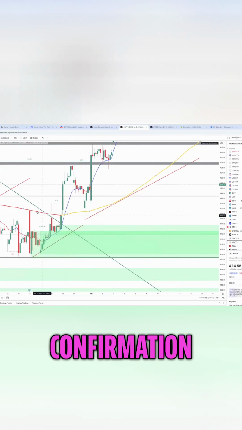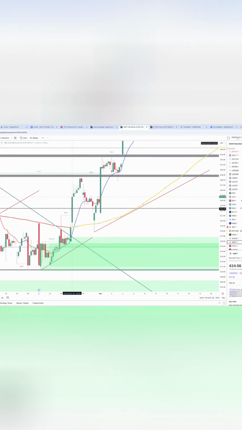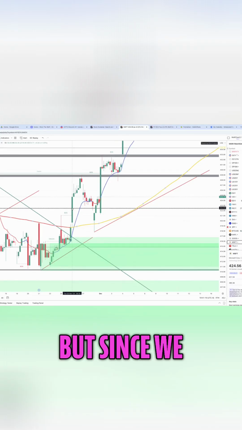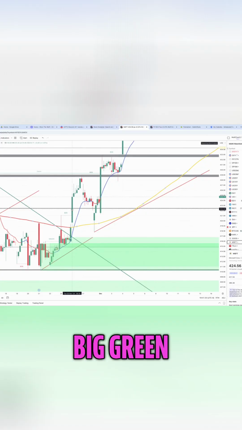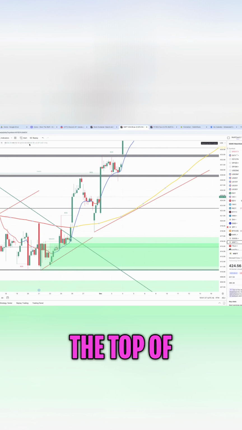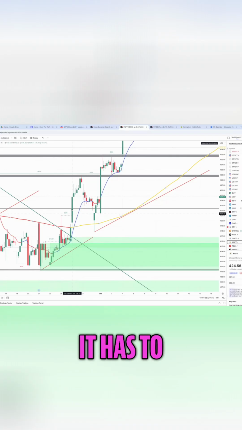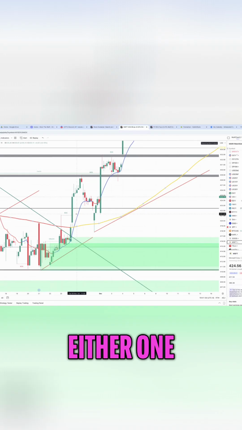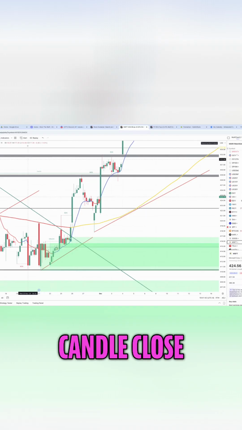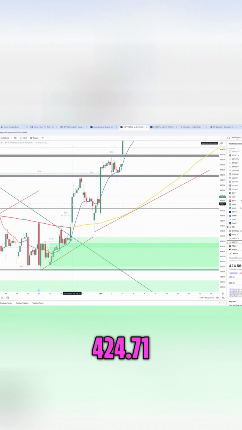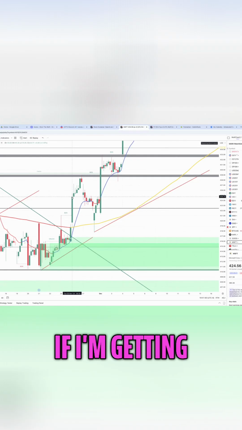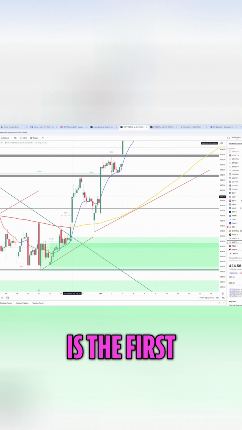All we're waiting on is the confirmation. We get our confirmation candle right here on this big green candle. If you look at the top of the chart and look at what price this candle closes at, to make itself a floating candle, it has to close and still be above the trend line and the 12 MA without touching either one of them, right? So when this candle closed, if we look up here at this C, it closed at 424.71.